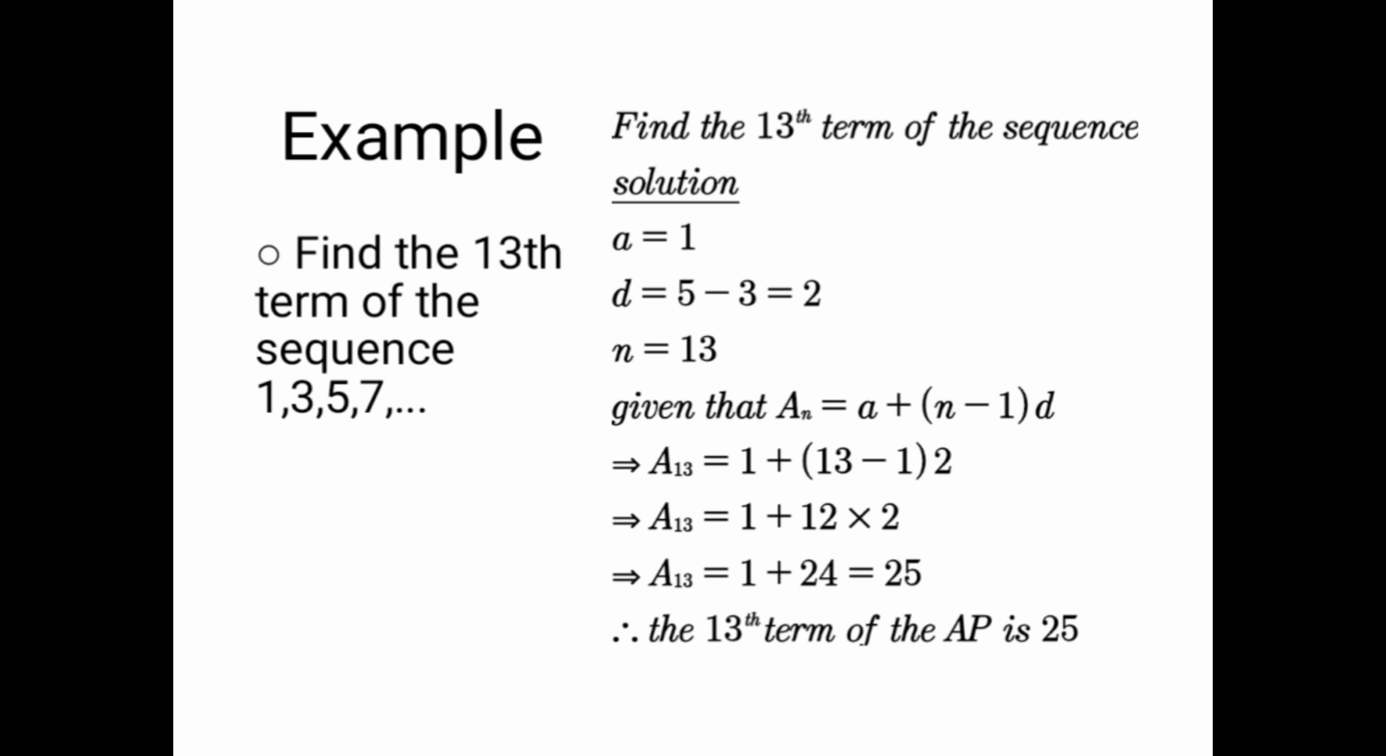Okay, now the value of the 13th term, an, is equal to a plus (n minus 1) d. So a13 is equal to 1 plus (13 minus 1) times d. That's (13 minus 1) times 2. Now, a13 is equal to 1 plus 12, so 12 times 2 gives us 24. And 1 plus 24 is equal to 25. So the 13th term of the AP is equal to 25.